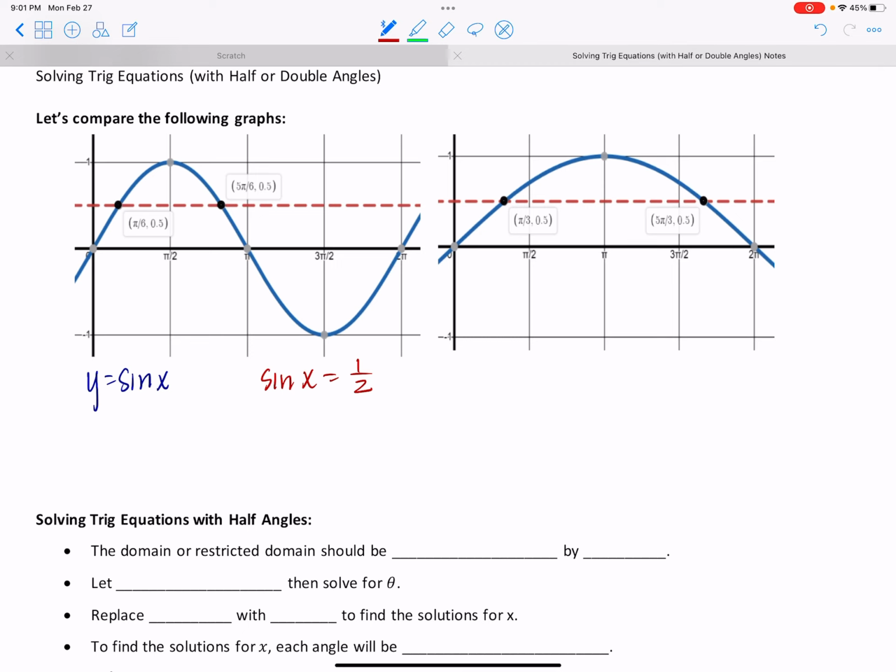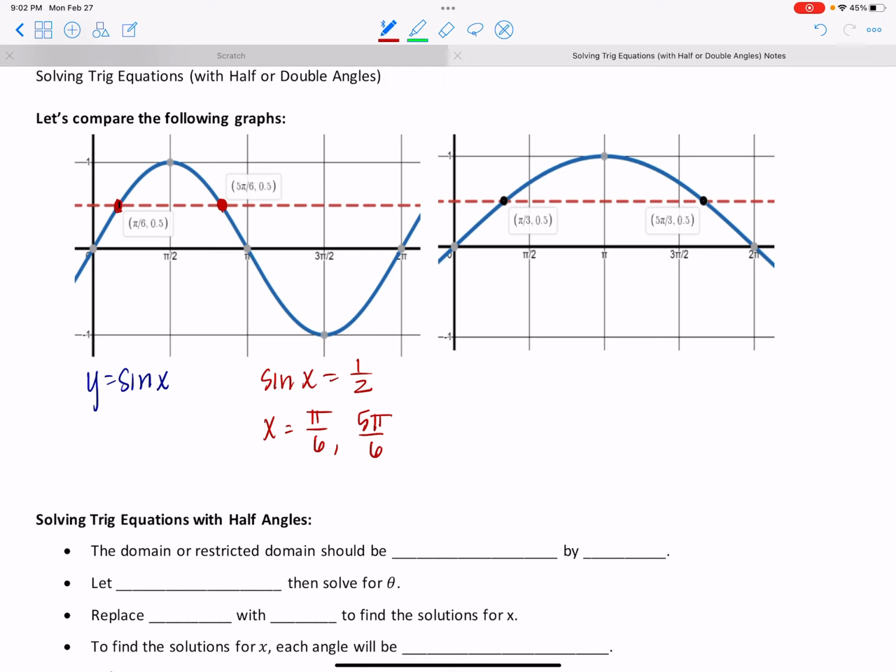I have the sine wave graphed in blue, and I have y equals 1/2 graphed there in red. And so these two intersections show us the same thing that the unit circle would show us. They show us that the sine of pi over 6 is going to be equal to 1/2, and that the sine of 5 pi over 6 is going to be equal to 1/2. Okay? So nothing too earth-shattering there, but now let's look at where we're going to be going.